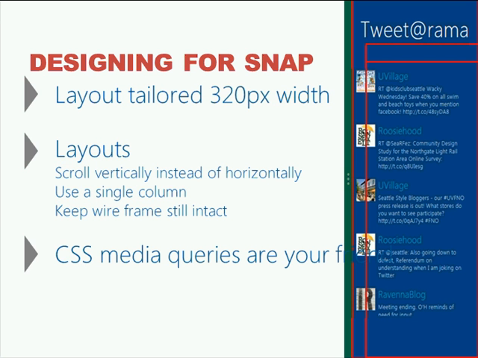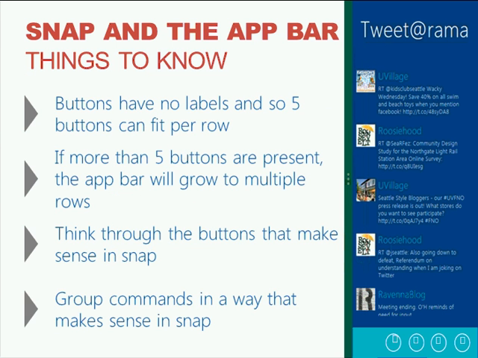If you're designing for Snap, here are the layout guidelines. It's 320 pixels in width, always. And in Snap View, you will always scroll vertically instead of horizontally, and also always in one column. A very important thing as well for the Snap and the app bar that we just discussed is that if you use buttons with a label in the normal application, you will not do so in Snap. So buttons have no labels, and only 5 buttons can fit in a row, and here you can work in 2 rows.